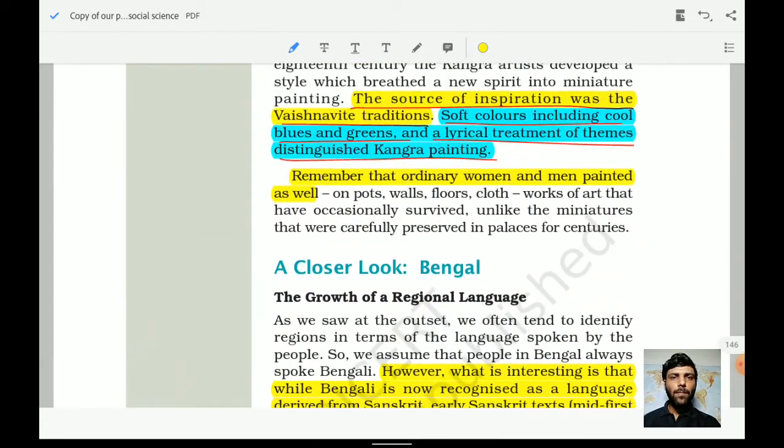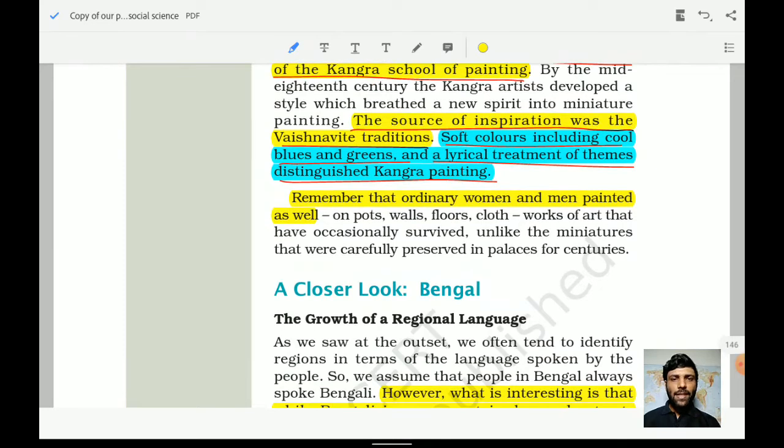Now, apart from this, what is also being told to us is that along with all these people who came to the different parts of the country, to these particular places, the common masses, men and women, were also painting, but their paintings did not survive. Hence we do not have other details.